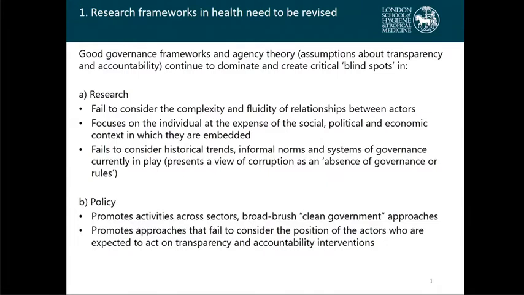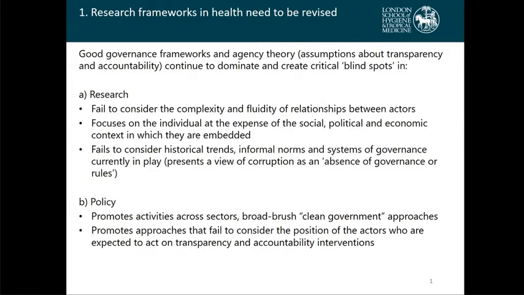There's a huge literature on the problem with good governance. But I think we need to go back to this critique and think about it in-house, because good governance and a focus on transparency and accountability without thinking through context, that's the politics and social relationships in which accountability and transparency initiatives are manifest, makes it very difficult for them to be effective. So let's think quickly, what are the blind spots that good governance and agency theory create?